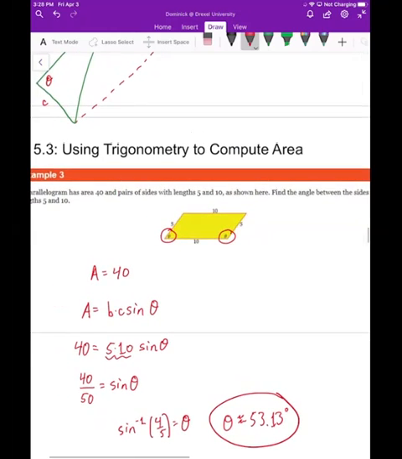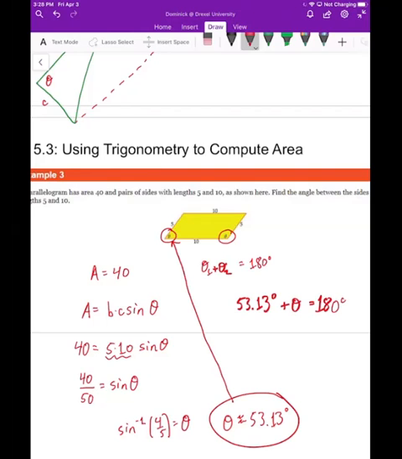Now, of course, that's just one of the angles, right? So we get that this is our acute angle, right? So you're going to get one acute and one obtuse angle. How do we get the obtuse angle? Well, we know that these two angles together have to equal 180 degrees, all right? So I have that theta 1 plus theta 2 has to equal 180 degrees. So then I can get the obtuse angle by doing 53.13 degrees plus theta equals 180 degrees.